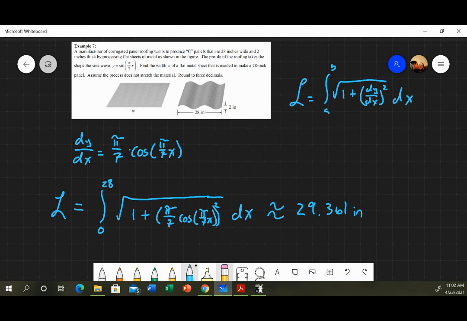29.361 inches. Okay, we wanted it to 3 decimals, and that's what we did. 29.361 inches. Okay? And that's example 7. It's really not that hard. We've been practicing arc length a little bit, and this is a practical question that you could see on a test. It's not too bad. Again, if you have questions, please let me know.